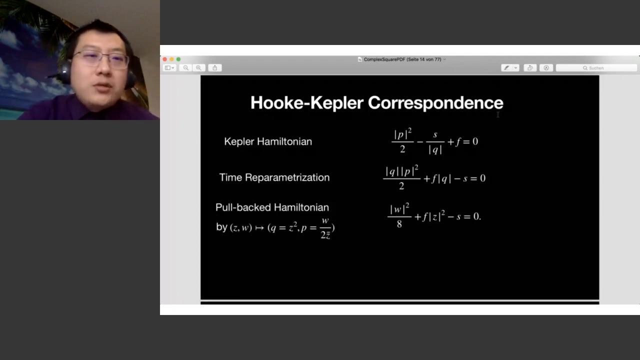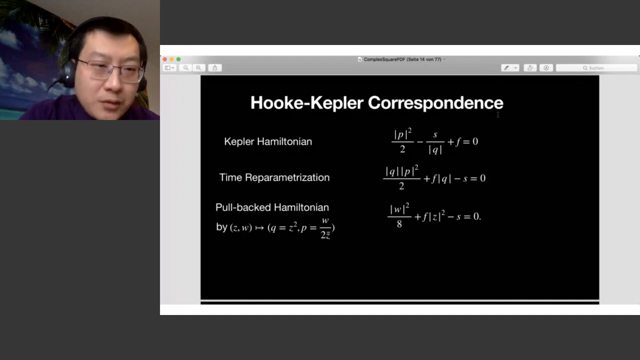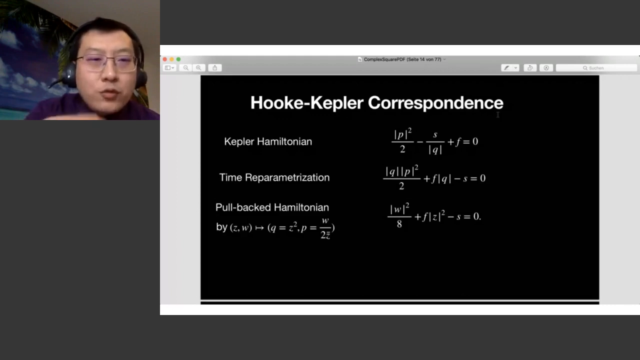So now we just pull back this Hamiltonian by the cotangent lift of the complex square mapping. We have the complex square mapping on the base, in the configuration space, and now we complement it into a canonical mapping. So it will then keep the canonical symplectic form invariant. And then it will also pull back the Hamiltonian, as we have shown above, into this Hamiltonian here, which is just norm of w squared over 8 plus f times norm of w squared minus s equals 0.